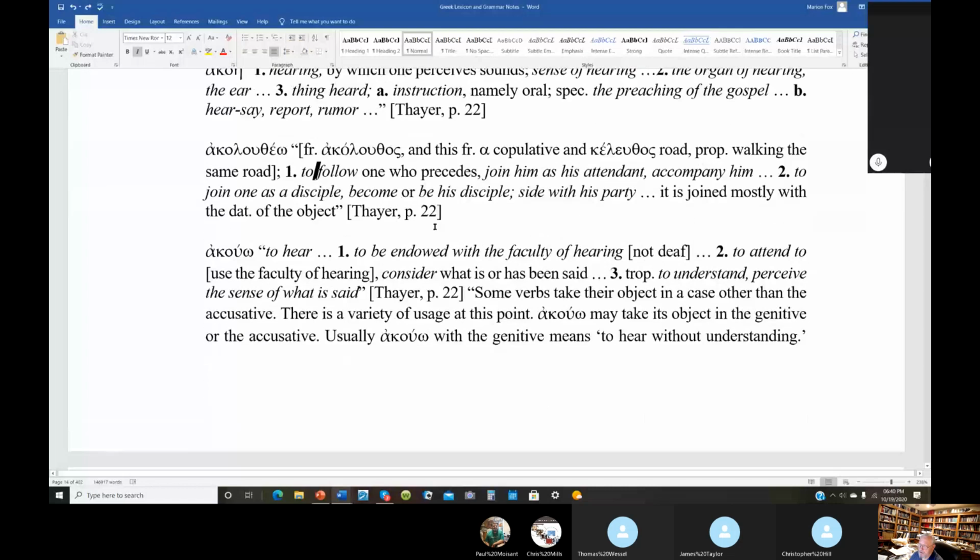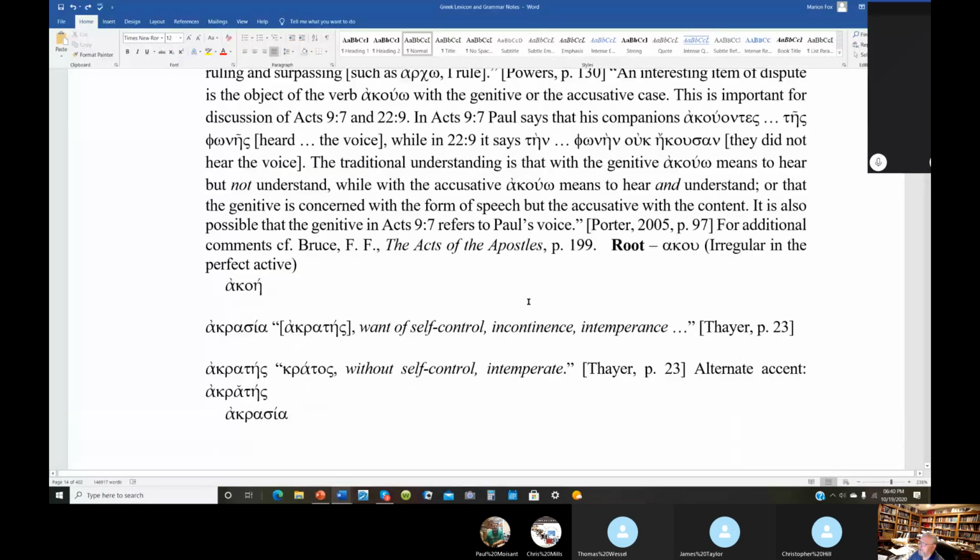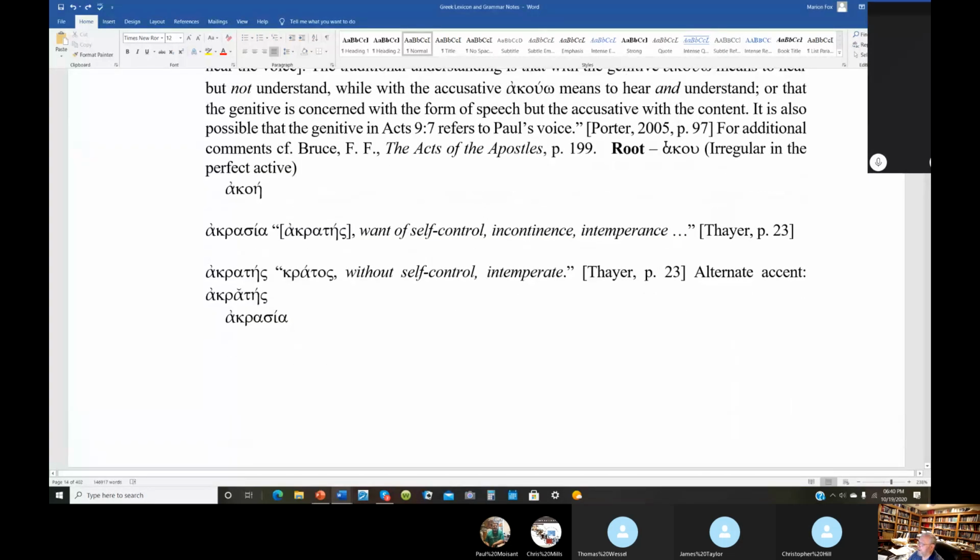Find it. There it is. There's kuo. Kuo is an interesting word, but we'll not spend much more time with it. But I want you to notice here, kuo, the root is ku, and it's irregular in the perfect active. And so in the perfect active, it's irregular, all right? In the perfect.